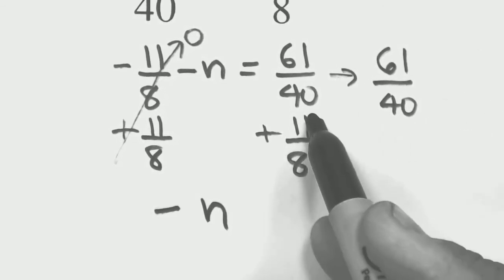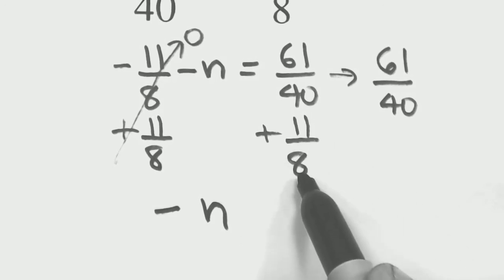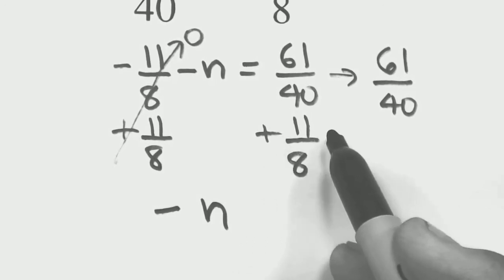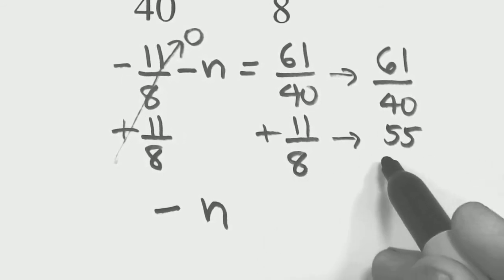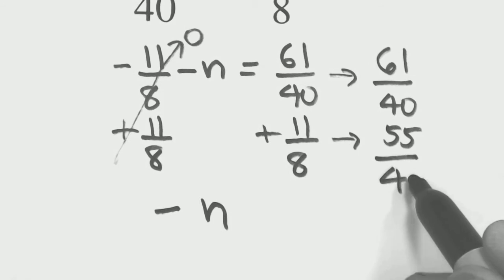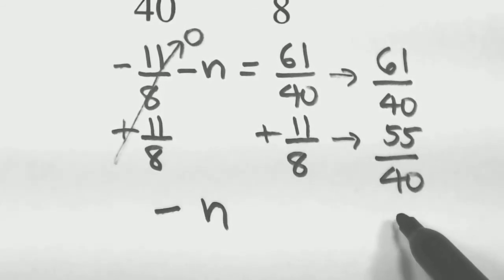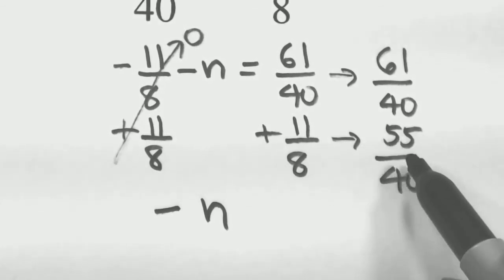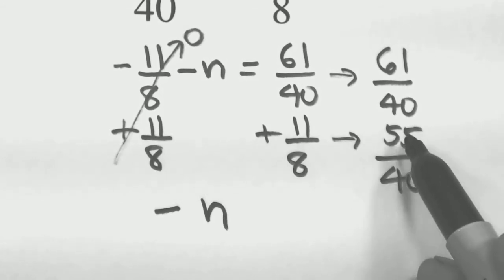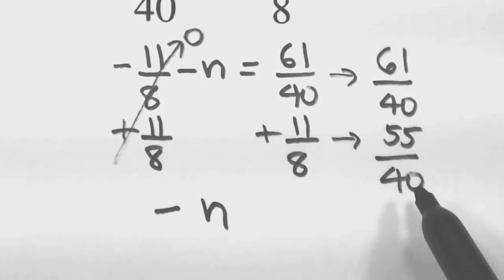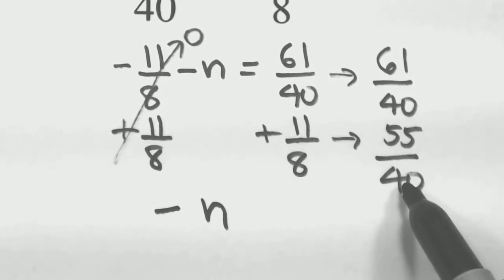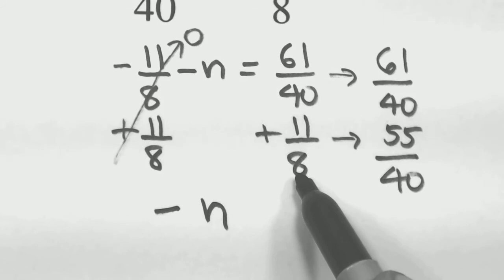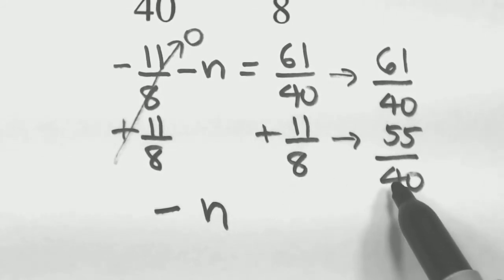But for this one, I've got to multiply top and bottom by 5. If I multiply the top by 5, I get 55. I multiply the bottom by 5, I get 40. Now notice, we can check this to make sure it's correct. If I reduce by 5 top and bottom, 5 goes into 55 11 times, and 5 goes into 40 8 times. So this 55 over 40 is exactly the same as 11 over 8. I've just rewritten it so it has the common denominator I need.